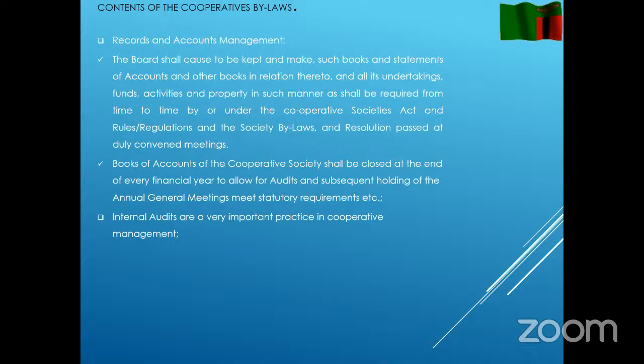Then, of course, we have management meetings. These are for managers, members of staff. We have senior managers, they'll be holding these meetings just like that. And continue. Yes, slide 30. Only 4 more left.